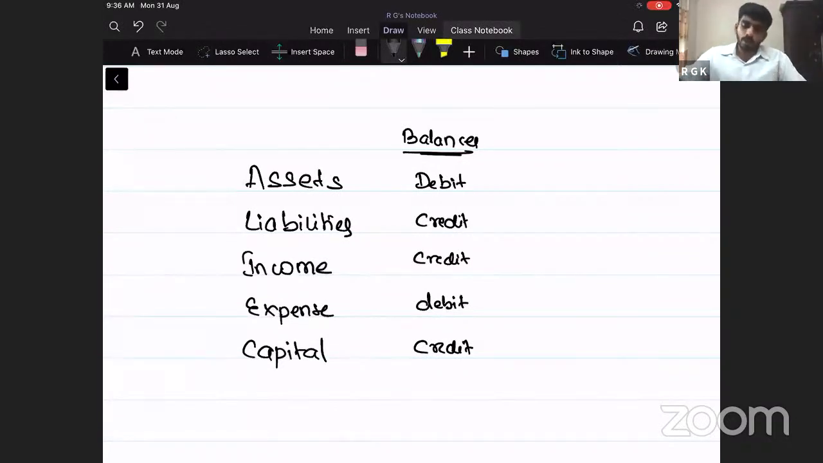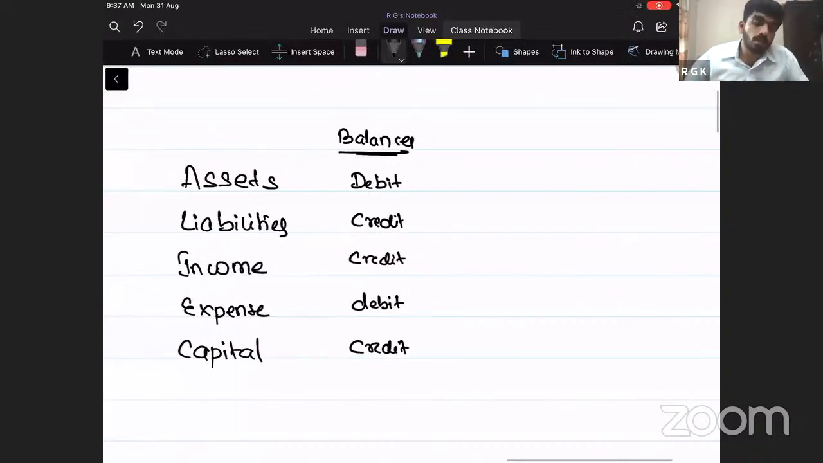Next, we have to see increase and decrease. These accounts keep on changing. Money will be coming into the business, money will be going out. Bank account will be increased, bank account will be decreased. Assets will be purchased, assets will be sold. Loan will be taken, loan will be given back. Capital will be introduced, capital will be given back. Income may increase or decrease, expense may increase or decrease. We need to understand what will happen to the account when these things happen.